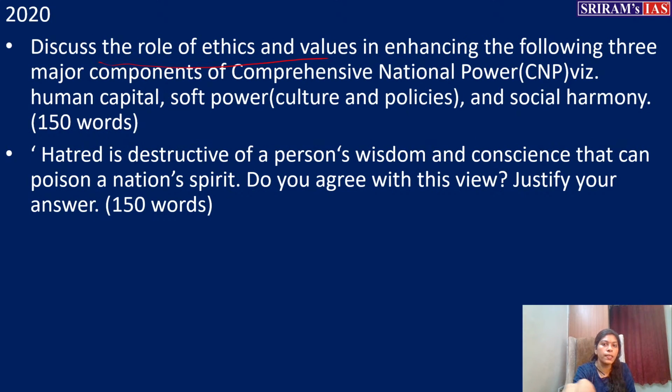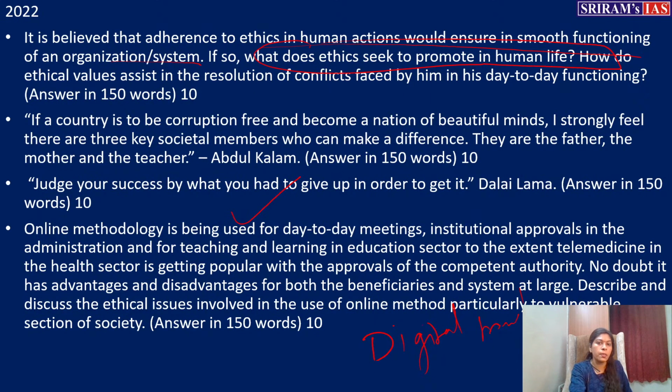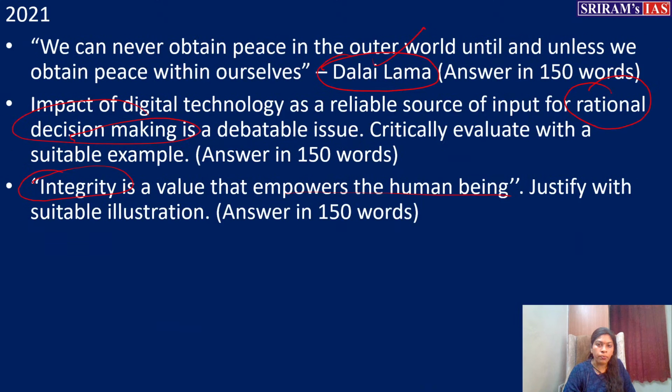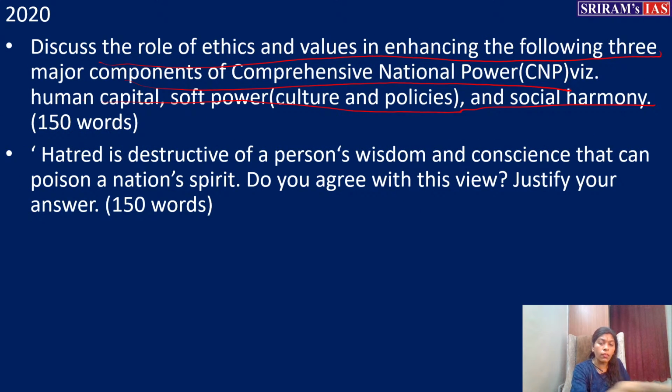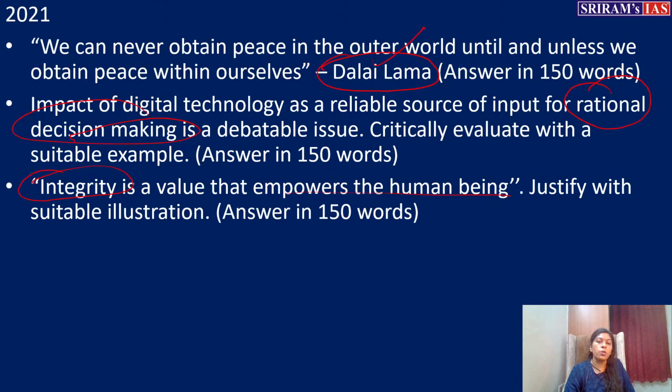See, they ask to discuss the role of ethics and values in enhancing the following 3 major components: national power, human capital, soft power, culture and policies, and social harmony. You might not get fear. The 2022 question was talking about, see, I'll show the relevance. It is talking about what ethics seeks to promote in human life. You can give all the sections like humans, their own development, the culture of the country, the policies of the country. Social harmony means society.